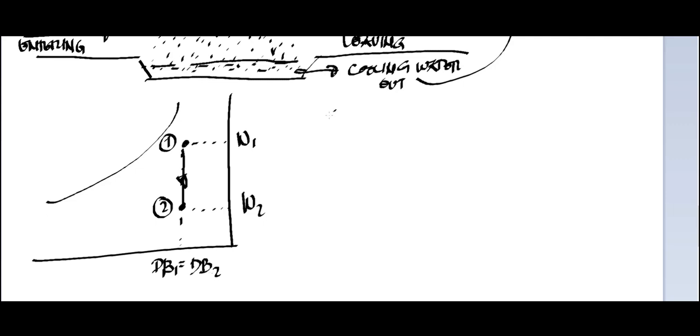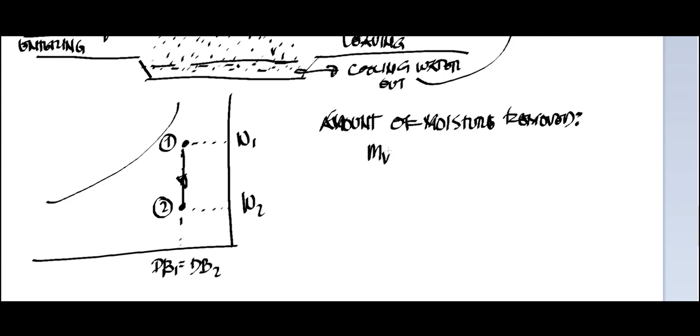So the amount of moisture removed, so the same equation that we use on the mass of the vapor. The amount of moisture removed is the same equation we will be using. So that will be humidity 1 minus humidity 2. So the unit will also be kilograms of vapor per kilogram of dry air.